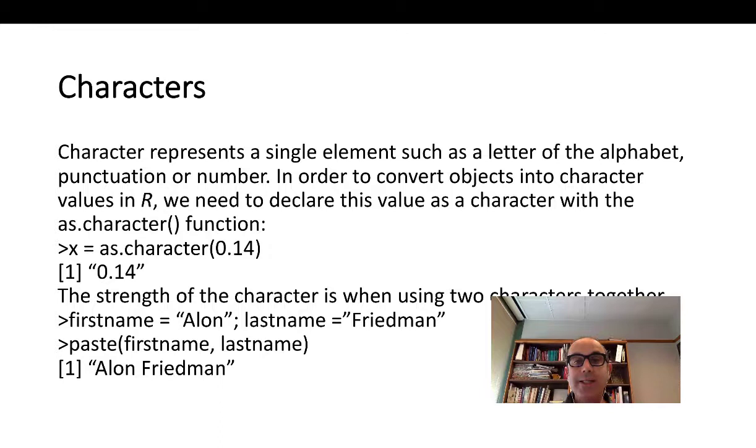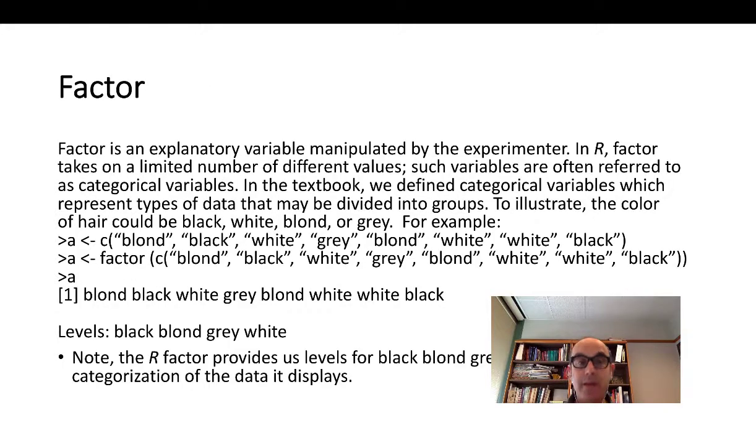Character is also a single element such as a letter of the alphabet or a number. In order to convert an object into characters in R, we need to declare as.character, and we do that in the following format: as.character as a function. So in this case, x is equal to as.character 0.4, and that will convert it into a character. In this case, I can convert my name into a character.